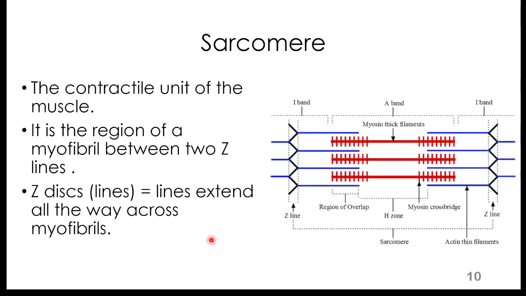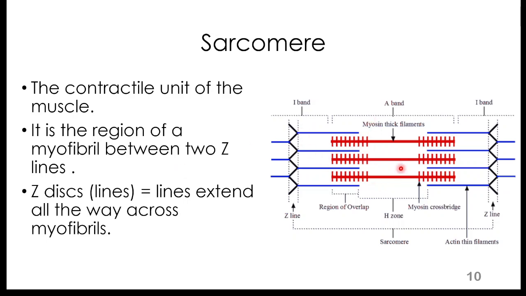Now, let's take a look at the sarcomere. The sarcomere is the contractile unit of the muscle. It is the smallest functional unit of the skeletal muscle fiber, and it consists of a highly organized arrangement of several types of proteins. We have contractile proteins, regulatory proteins, and structural proteins. There are three bands in this sarcomere.